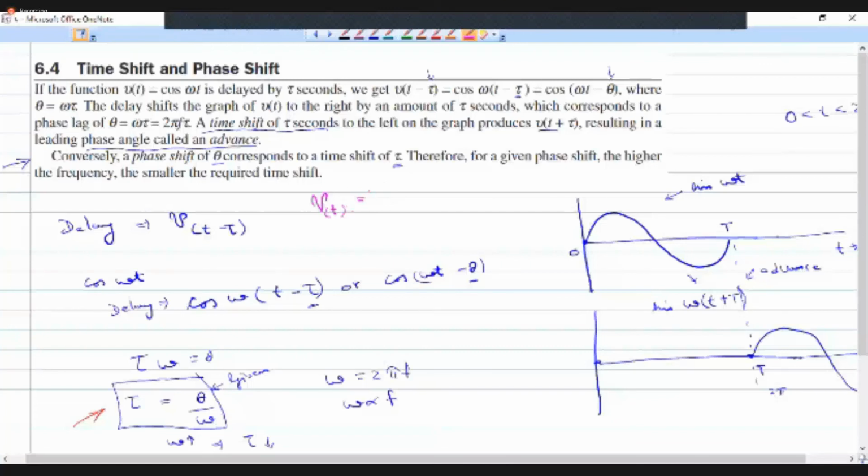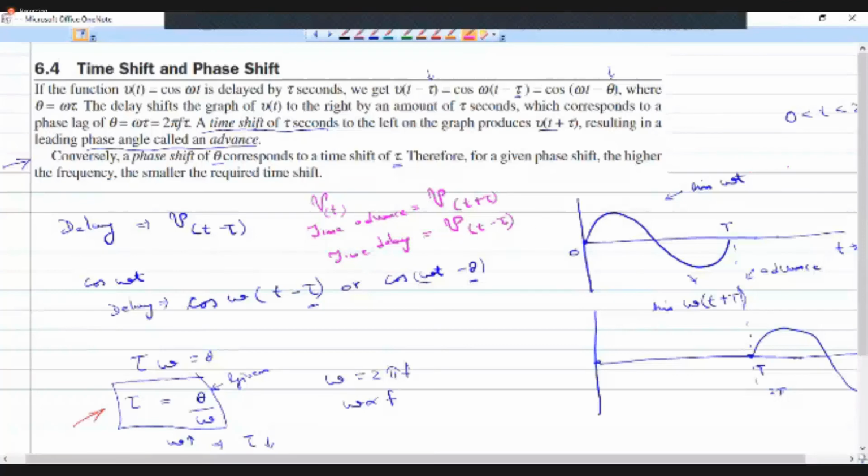Okay. So I can have time advance. I can advance this function or I can delay this function. For advancing, what should I do? So advance, let me write it as time advance because I am doing it in the time domain. I can do it in the angle also. So time advance means V of t plus tau. Okay. I have to create a time delay. What should I do? I have to subtract tau.